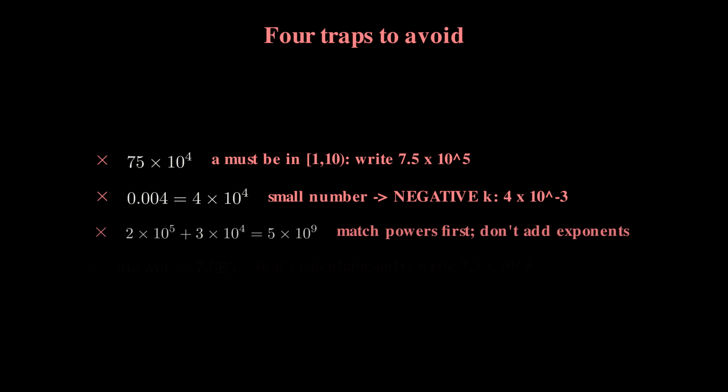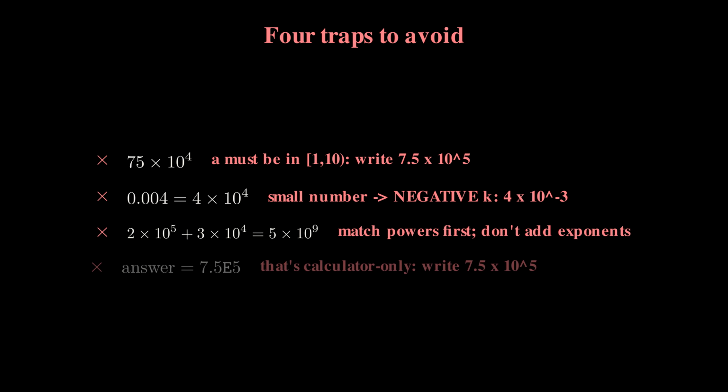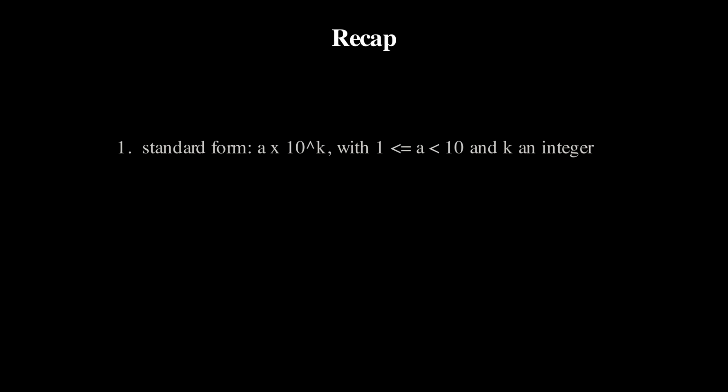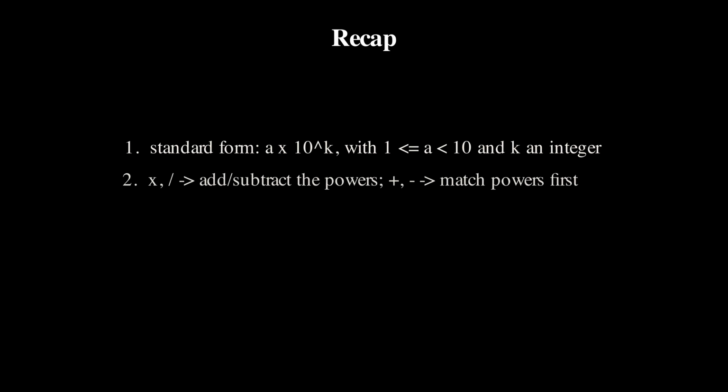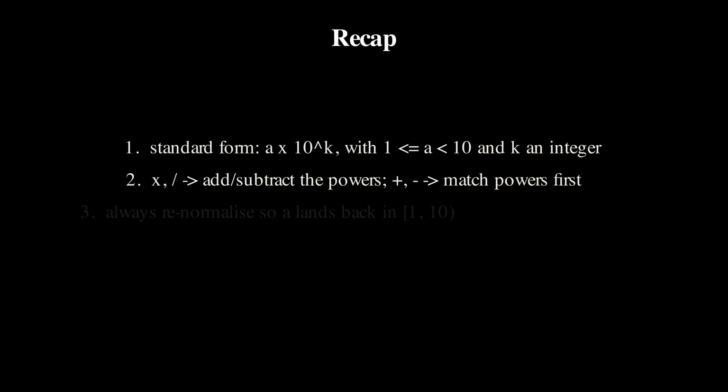And 4. Writing your calculator's E notation as the final answer. 7.5E5 is for the screen only. On paper, it must be 7.5 times 10 to the 5. Dodge these 4, and standard form is free marks. And that's SL 1.1, fully covered: what standard form is, why the rule is what it is, converting both ways, all 4 operations by hand, with the renormalizing step, and the calculator traps.